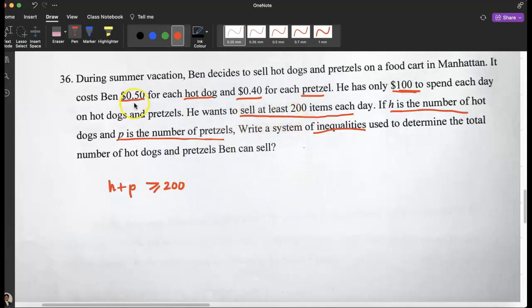Now the cost. One hot dog is 0.5. So if you have 8 hot dogs, how much will it cost? You multiply. What will the cost of the pretzels be? 0.4 times P. And what is the cost? Maximum is 100 a day. So this should be less than or equal to 100. That's it? This has also not been taught.